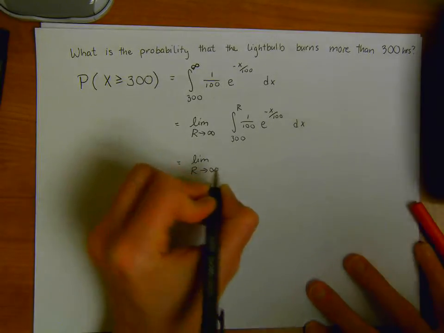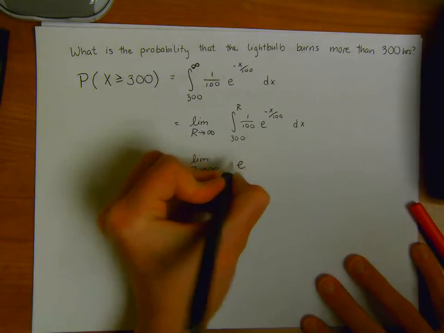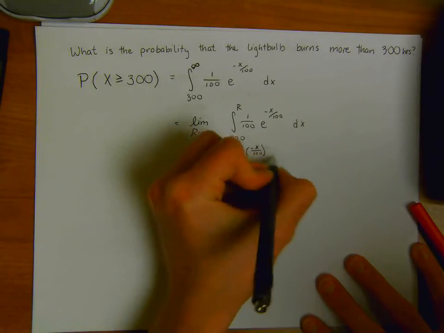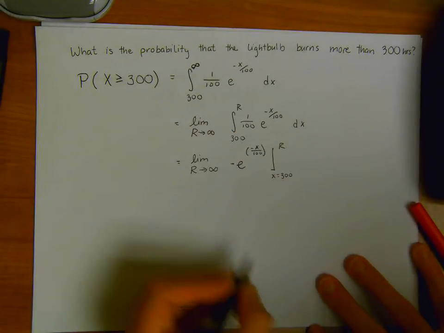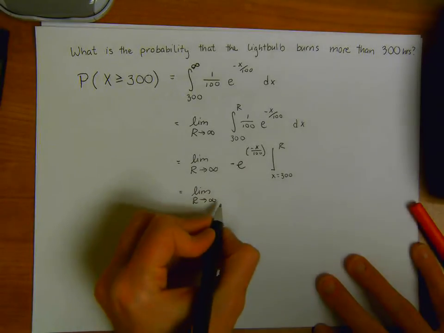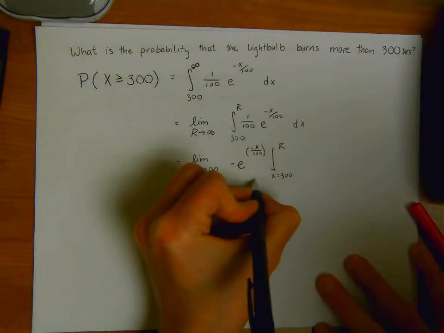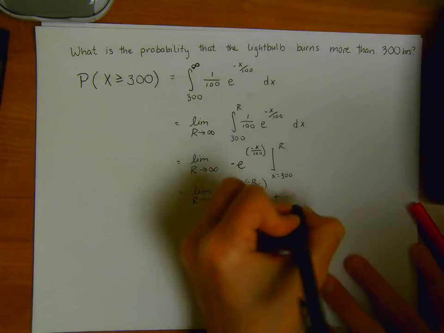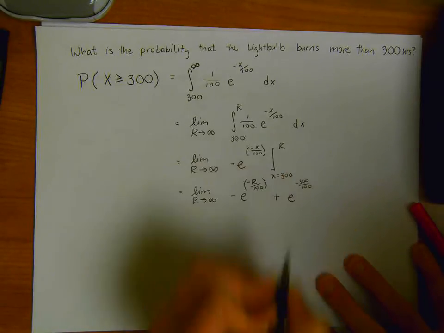which is the limit as r approaches infinity. I'm not going to write out that u sub like I did before because we already did the hard work. We know that this integral ends up being negative e to the negative x over 100 evaluated from x equals 300 to r. Which is negative e to the negative r over 100 minus a negative e to the negative 300 divided by 100.